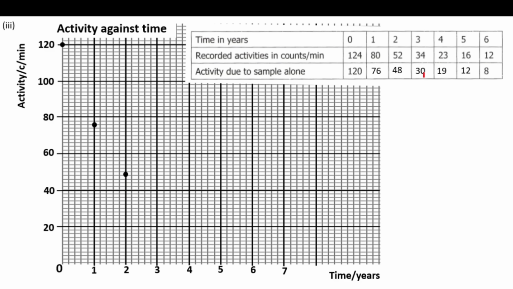Then this is 3, 30. This is 20, 22, 24, 26, 28, 30 here. Then this is 4, 19. So this is 2, 4, 6, 8, 10, 12, 14, 16, 18, 19, in between there. Then 5, 12, somewhere there. And then this one is 6, 8, which will be 2, 4, 6, 8, somewhere there. Then we'll draw a smooth curve like that. All right, this is the graph they needed.